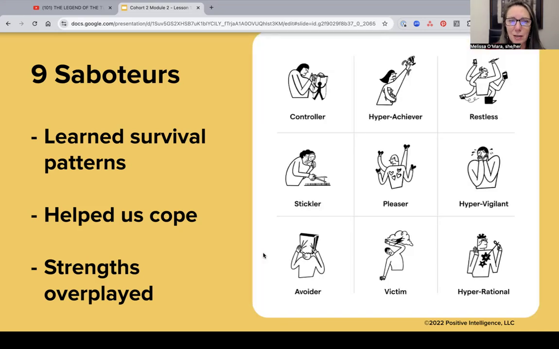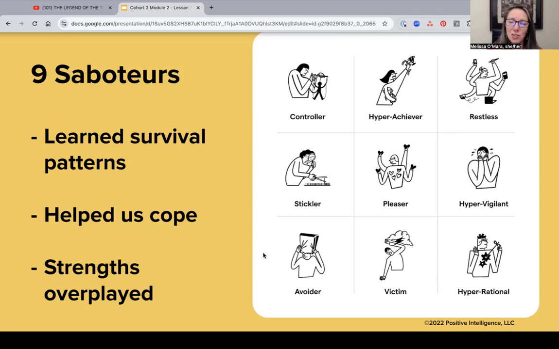And then we have 9 saboteurs who come to the aid of the judge and say, oh, yes, this is terrible, or this is how we need to handle this situation or this person or ourselves. And so these saboteurs represent learned survival patterns, mostly developed in our younger years, in order to cope with and adjust to and adapt to the living conditions in our childhood home, which may have been wonderful. And yet still we needed to figure out how to be fed and how to be loved. And so we came up with strategies.